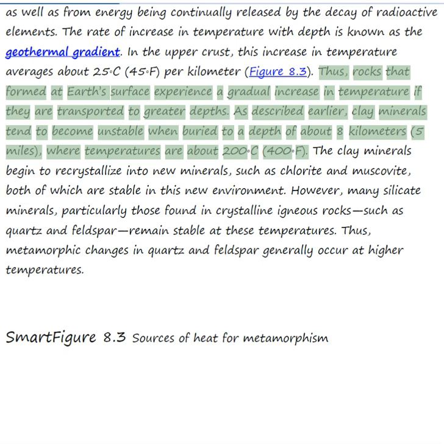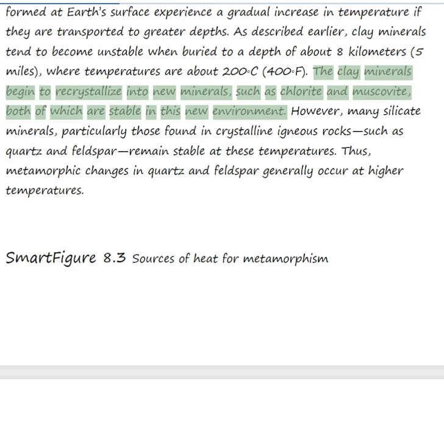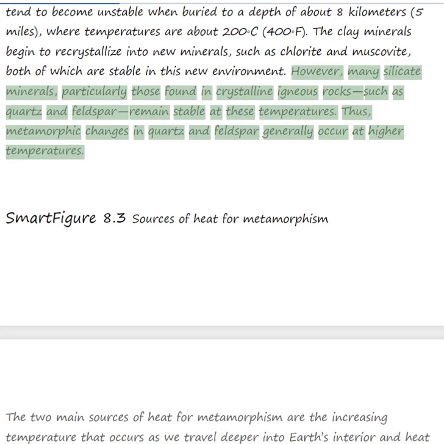As described earlier, clay minerals tend to become unstable when buried to a depth of about 8 kilometers, where temperatures are about 200 C. The clay minerals begin to recrystallize into new minerals, such as chlorite and muscovite, both of which are stable in this new environment. However, many silicate minerals, particularly those found in crystalline igneous rocks, such as quartz and feldspar, remain stable at these temperatures.